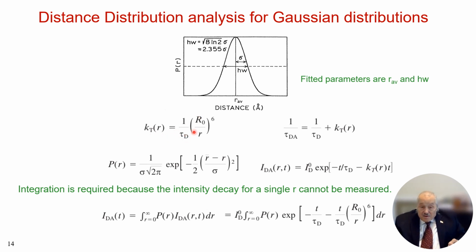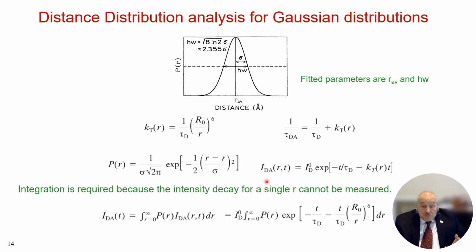So we like to use a Gaussian shape. So we have our transfer rate and we have our distance distribution. Then we have our donor decay. Now this looks pretty good because we have the donor decay and we have the rate process that is depopulating the excited state. That's wonderful, but the problem is we can't measure the intensity decay at a single distance. So it's experimentally inaccessible to us.